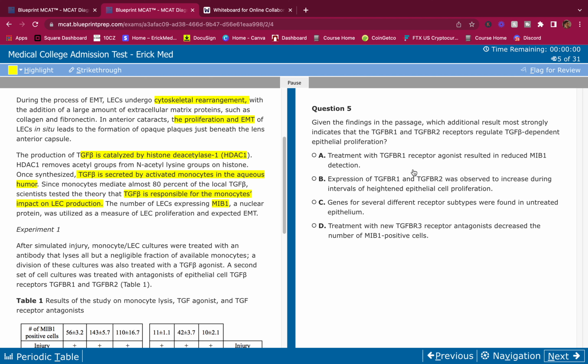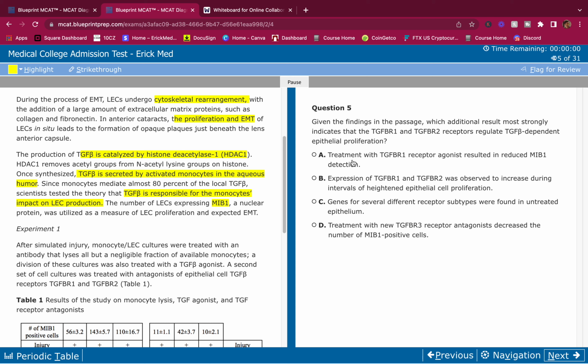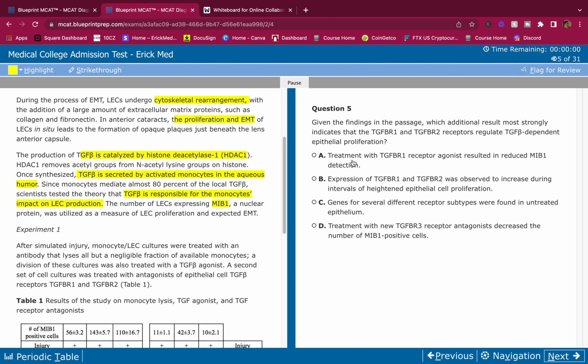Given the findings in the passage, which additional result most strongly indicates that the TGF-BR1 and TGF-BR2 receptors regulate TGF-beta dependent epithelial proliferation? Okay, so we could go through the answers. A: Treatment with TGF-BR1 receptor agonists resulted in reduced M1B1 detection.